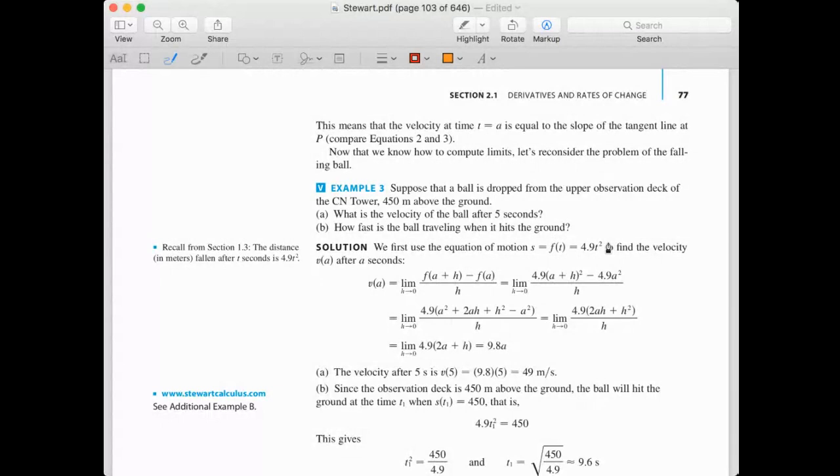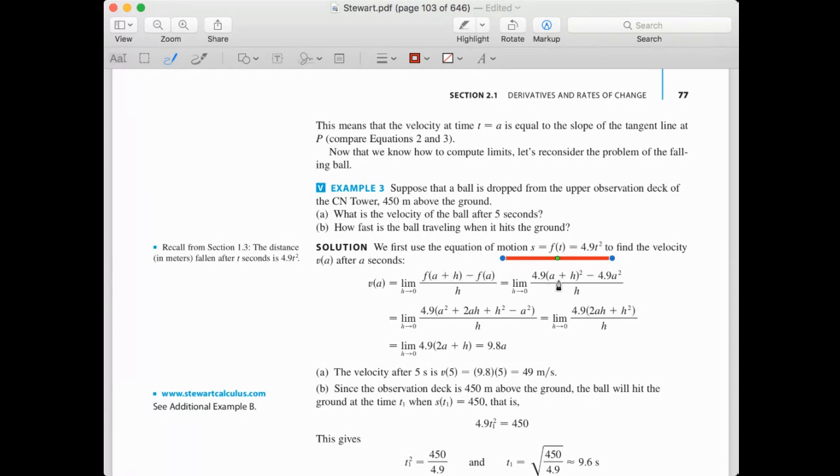When it hits the ground, the height is 0, right? So we use the equation of motion. That's something a physics major knows. We use the equation of the motion. So s equals f of t, depends on time, equals 4.9 t squared. So the velocity at A equals the limit as h approaches 0 of f of A plus h minus f of A divided by h. Just plug into the function.